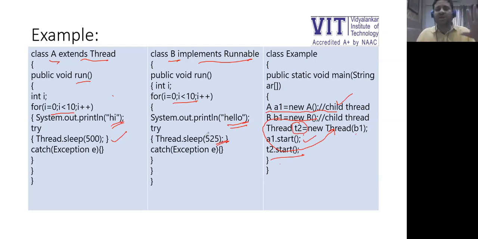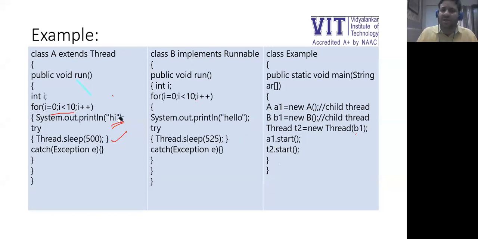The output will be like hi, hello, hi, hello, hi, hello. It depends. Sometimes it may be two times hi, one time hello, two times hello, one time hi. It is very difficult to predict the correct sequence. However, we can do so using some methods like wait and notify. But then wait and notify will be forcibly serialized. We are synchronizing it forcibly.